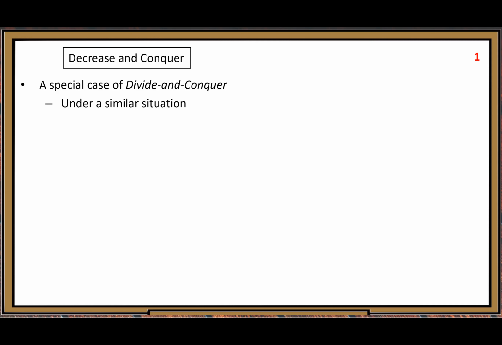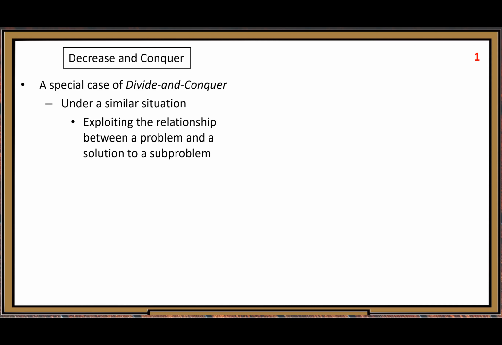Under a similar situation, when we do divide and conquer, we want to consider the original problem for different problem sizes. The problem size can be larger or smaller, and we can change it. But those different problems we call subproblems, because when you make the problem smaller, we call it a subproblem. They have a similar situation, exploring the relationship between a problem and a solution to a subproblem.